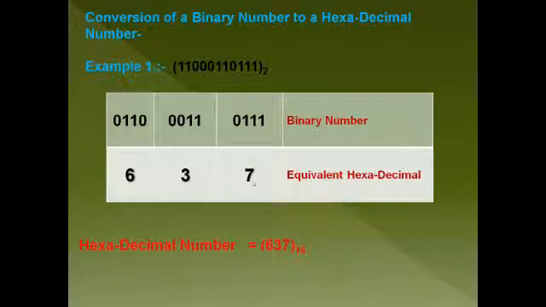0111, value will be 7, equivalent hexadecimal. I will tell you in my next, and you will see that in your books, page number 31. There is a table. This is the equivalent hexadecimal 7. This is 3, and this is the equivalent 6. So the hexadecimal number will be 637. Base will be 16. This is the binary number. When we convert this binary number into hexadecimal, it will become 637.